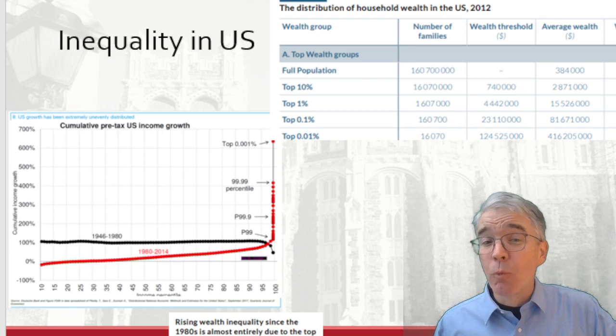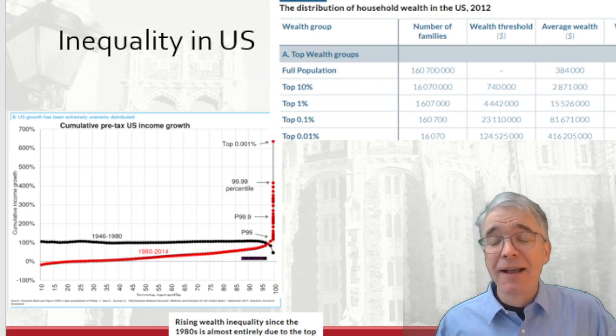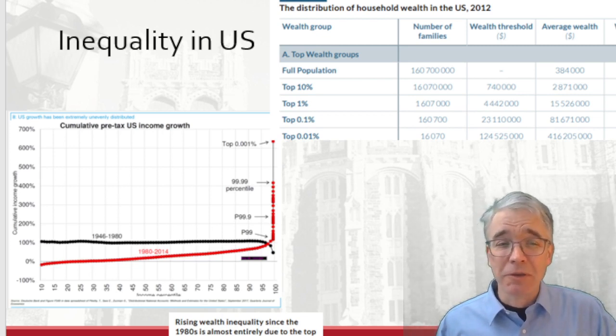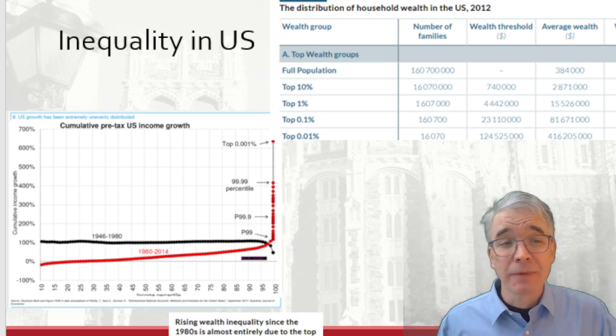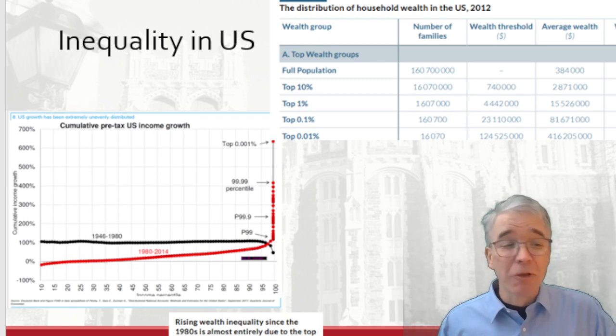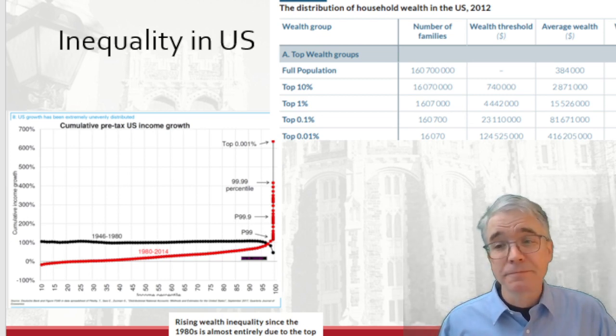To get the top 1/10 of 1%, a household needed $23 million. To get in the top 1/100th of 1% would take $120 million. There are about 16,000 such ultra-wealthy households, and they held over 11% of all the total wealth.